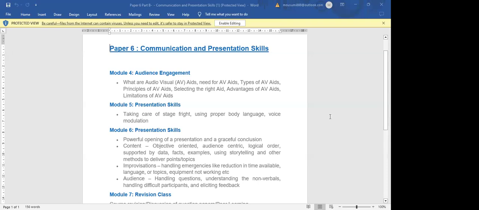Okay, so this was the syllabus which I have got, and we have come up to this module 6, presentation skills, where we started discussing how to open a presentation and how to make a conclusion with grace. So when we are making the opening part and the conclusion part, this is where we stopped in our last session. From here we are going to pick up.